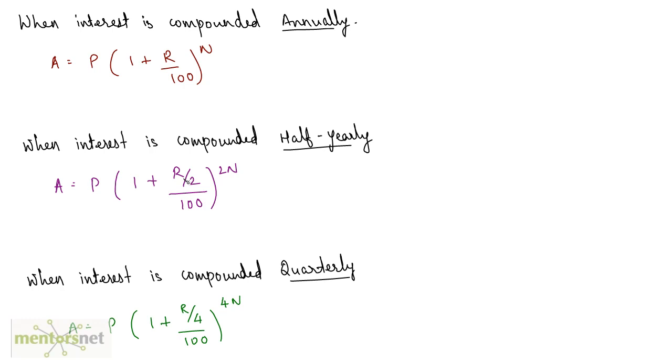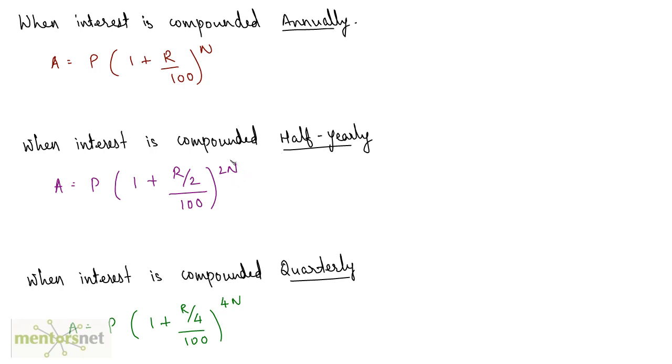Let us now look at some subtle differences in the formula of compound interest based on whether it is compounded annually, half yearly, or quarterly. Now you know this formula when the interest is compounded annually. Its amount is equal to principal into 1 plus rate upon 100 raised to the time period. Now when the interest is compounded half yearly, you have to halve the rate and double the time period, right? So the formula becomes A is equal to P into 1 plus half of the rate upon 100 raised to twice the time period.